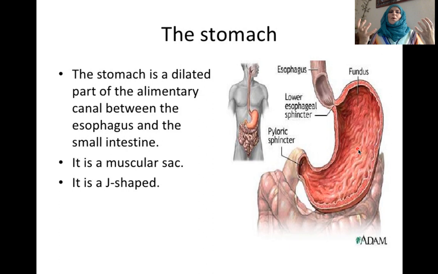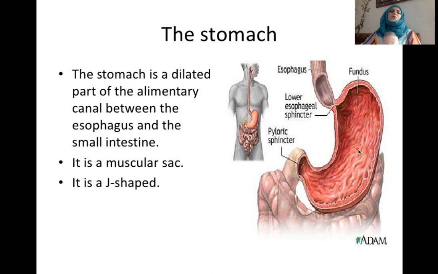When the stomach is empty, they will appear. When it is full, they will disappear. What is the benefit of these rugae? It is for increasing the surface area of the stomach. If I want to describe the stomach, whether it is an intra or an extra peritoneal organ, it is an intraperitoneal organ. Whether it is intra or retro, we say it is an intraperitoneal organ. It is covered by peritoneum, and now we will explain it.